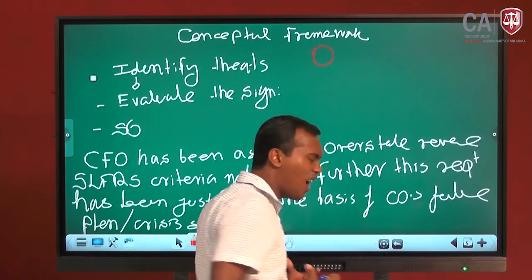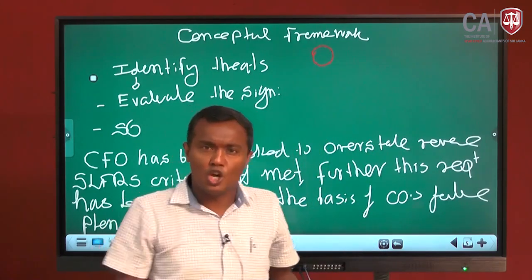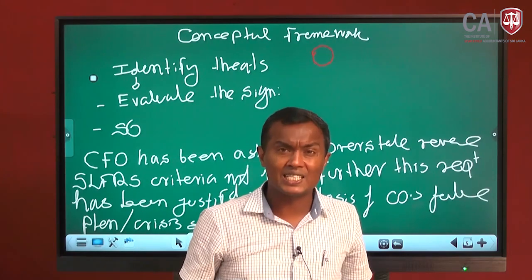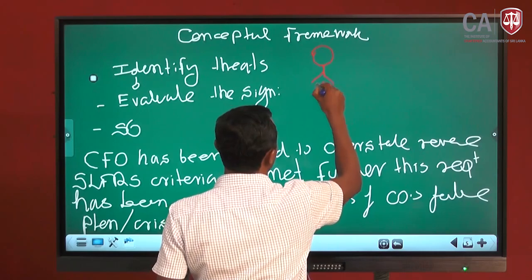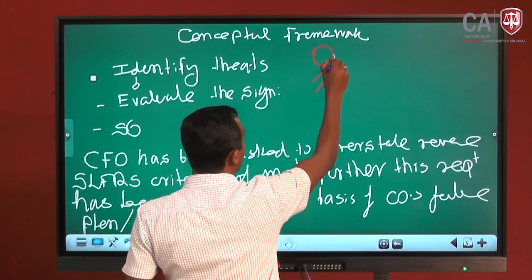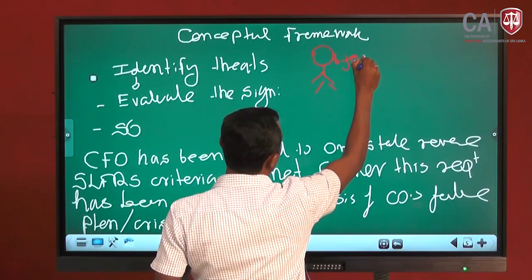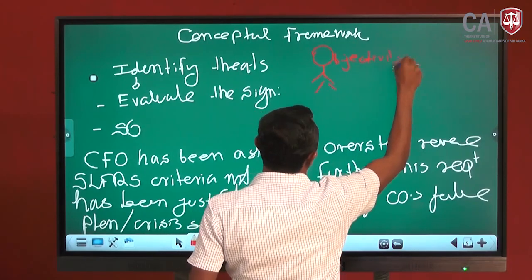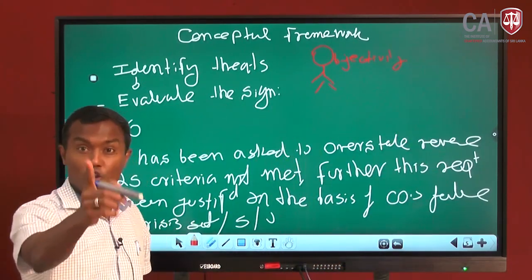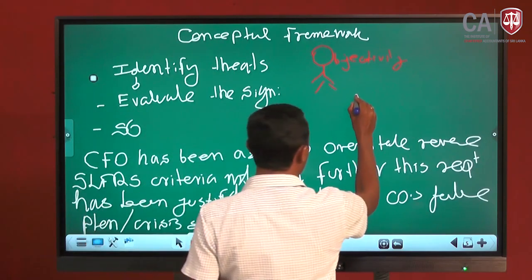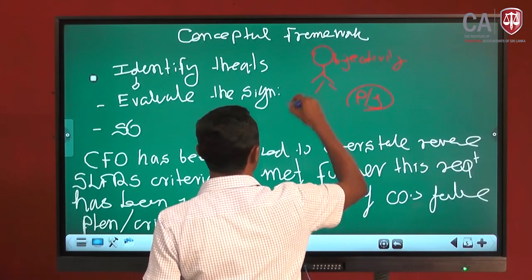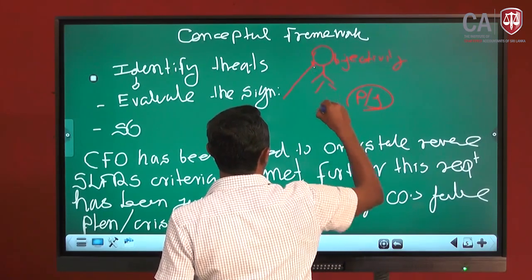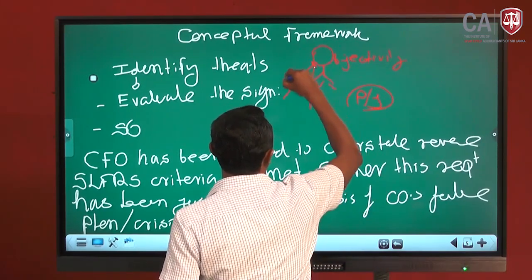Because this is at the heart of your professional judgment. Objectivity means, as a professional accountant, that when you make a professional judgment, you should not allow any one of these to affect your professional judgment, right?